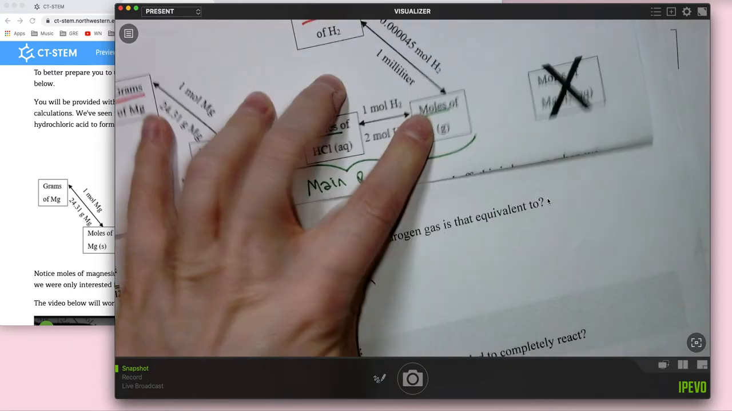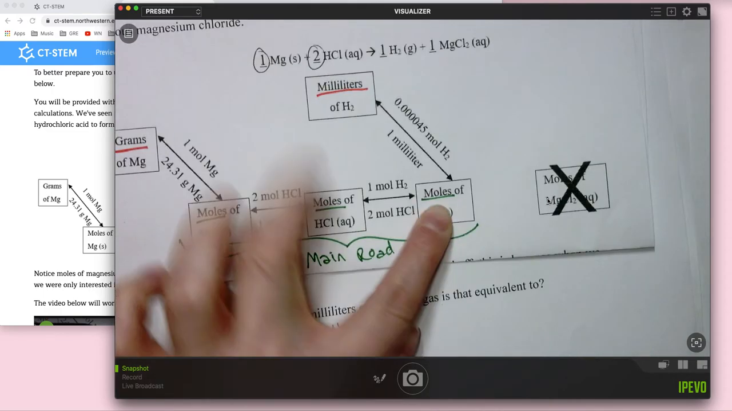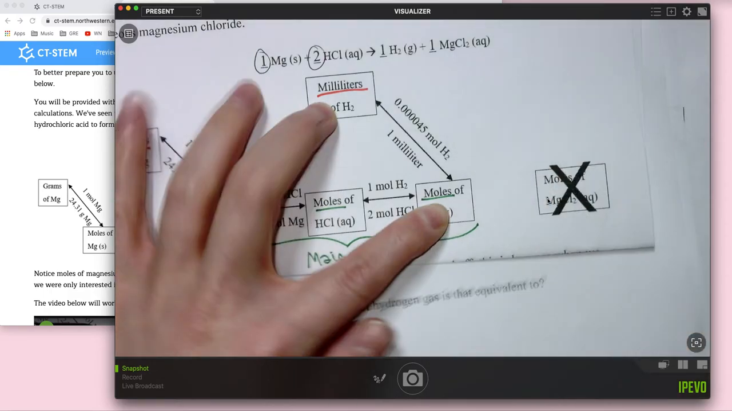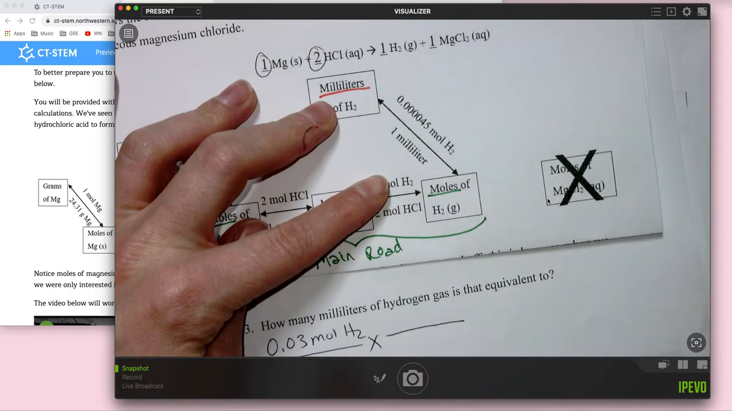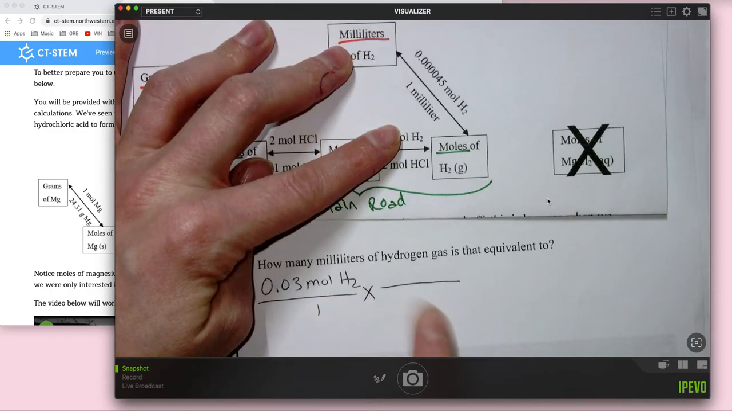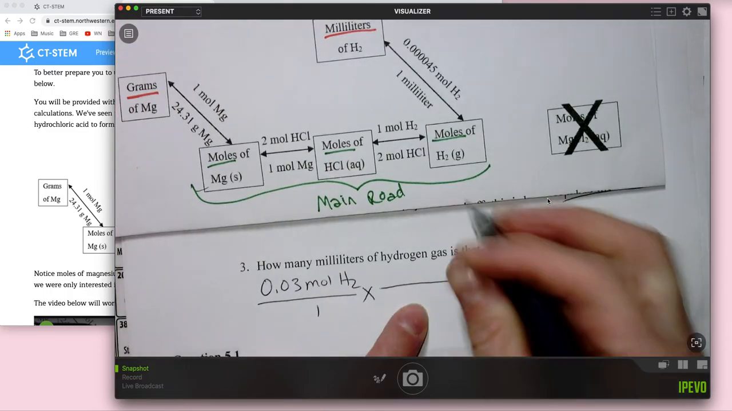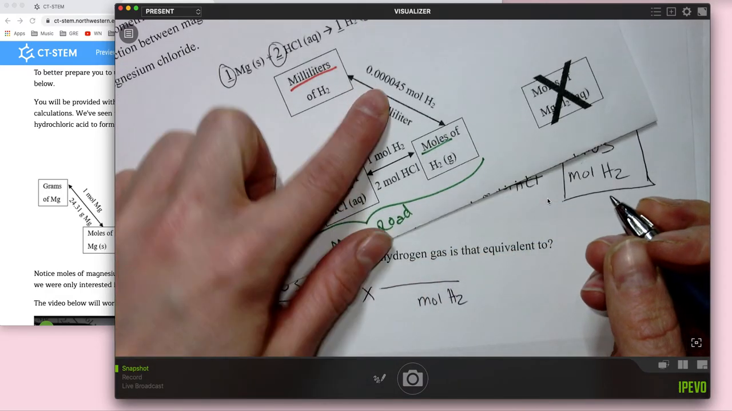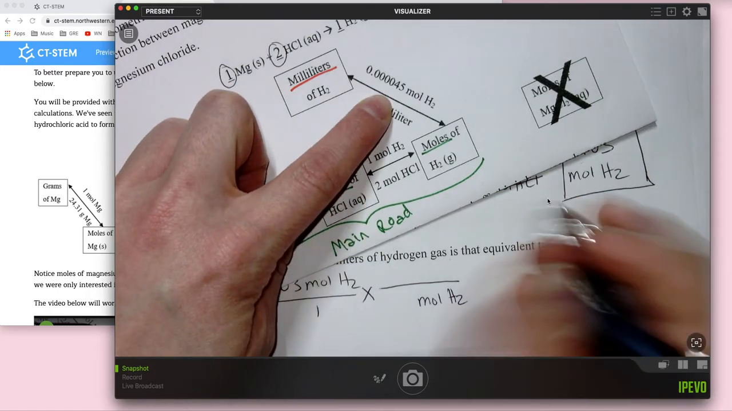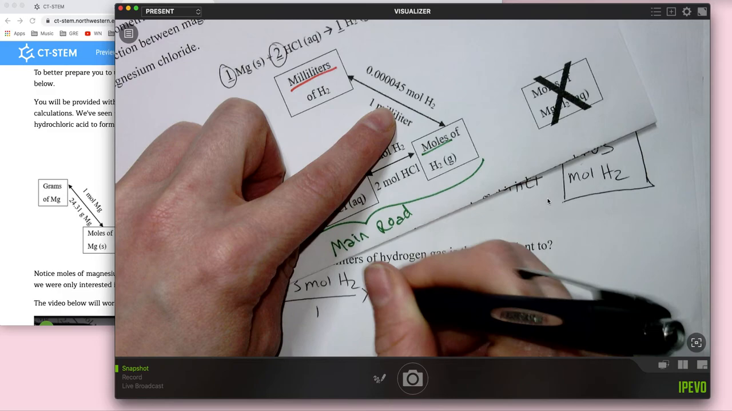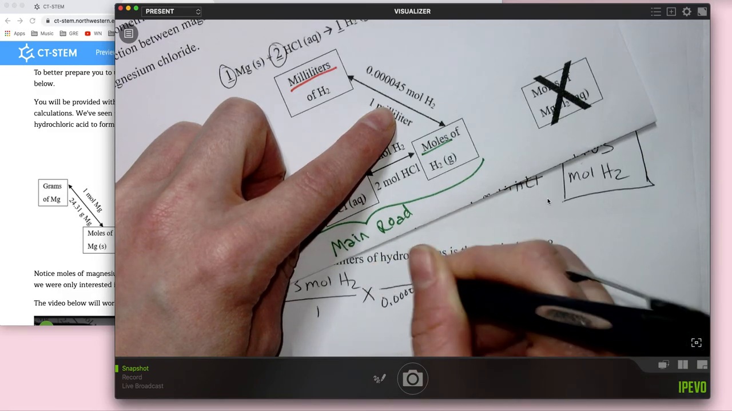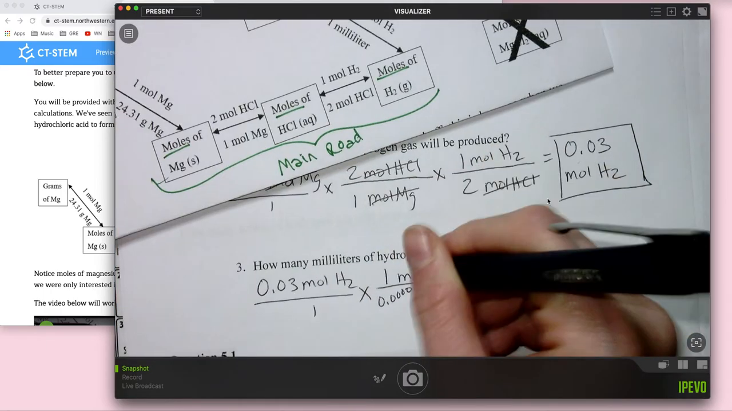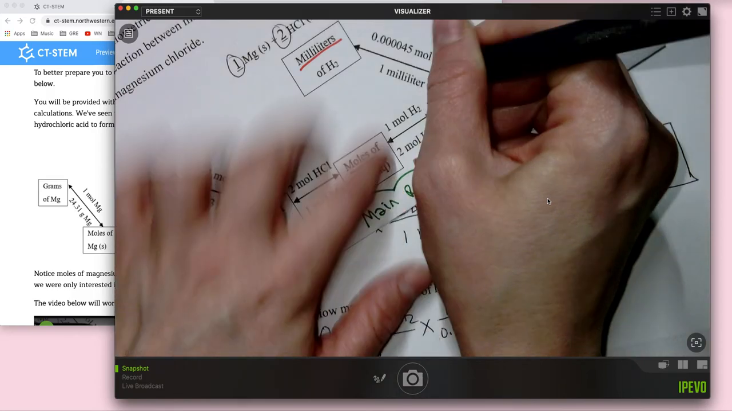Okay, so I'm starting here. I'm trying to get to milliliters of hydrogen gas, so I only need 1 conversion to get through that. Since mole of hydrogen gas is at the top, I'm going to put mole of hydrogen gas in my denominator. And my conversion factor says that we have 0.12345 mole of hydrogen gas for every 1 milliliter of hydrogen gas. And this should say hydrogen gas.